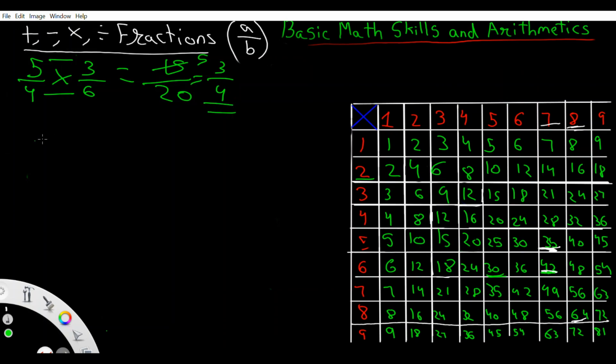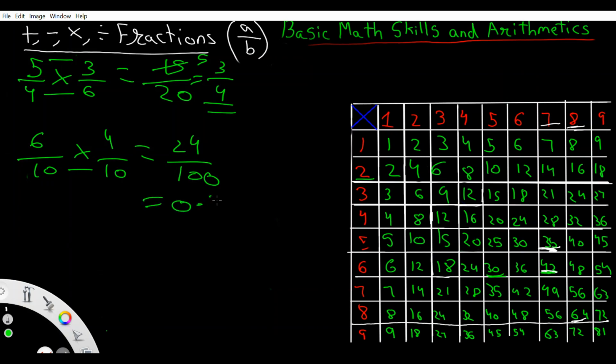If you want to multiply 6 over 10 times 4 over 10, unlike addition and subtraction, you do not make this 6 times 4, which is 24, over 10. You need to multiply the denominators as well. So this is 24 over 100, which is the same as 0.24.